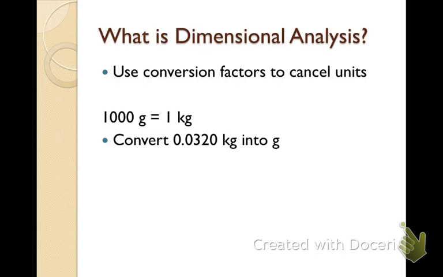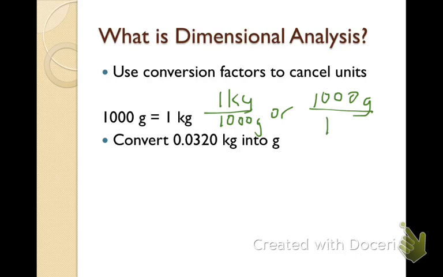So dimensional analysis is just conversion factors used to help you cancel out units. We know that 1,000 grams is equal to 1 kilogram. We could also write this out as 1 kilogram over 1,000 grams or 1,000 grams over 1 kilogram. No matter what, all of these are equal to one another. So let's take a look at this first example and figure out how to cancel out units in order to get to the unit that we want.